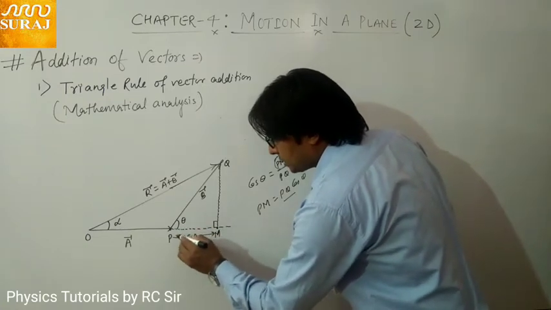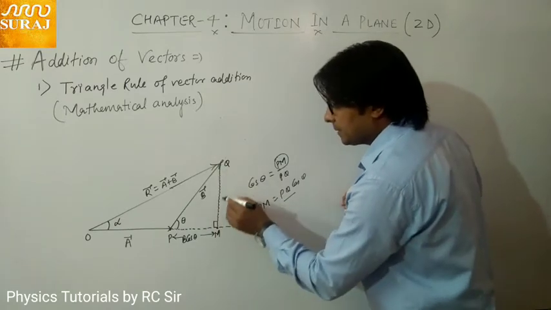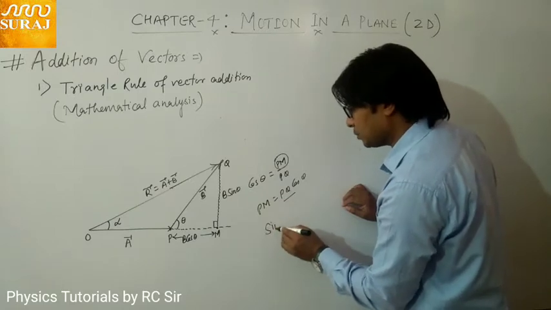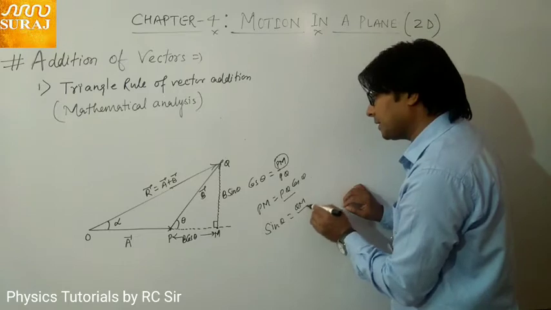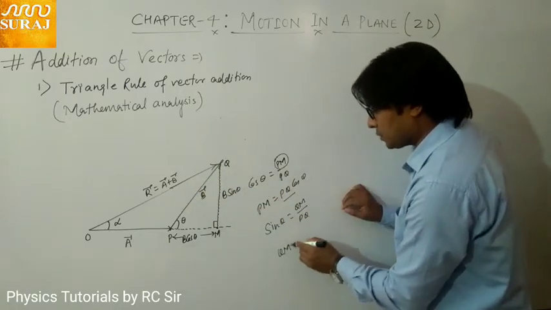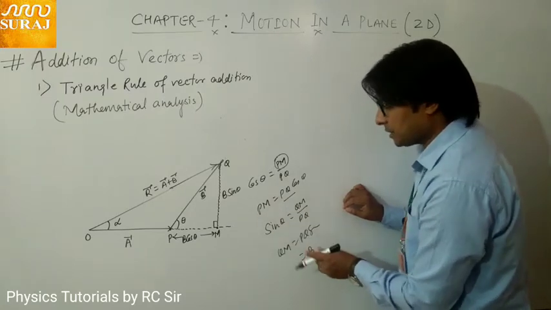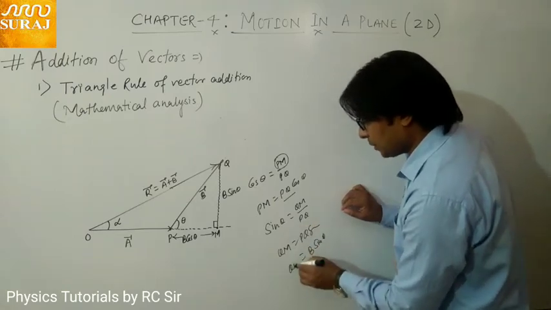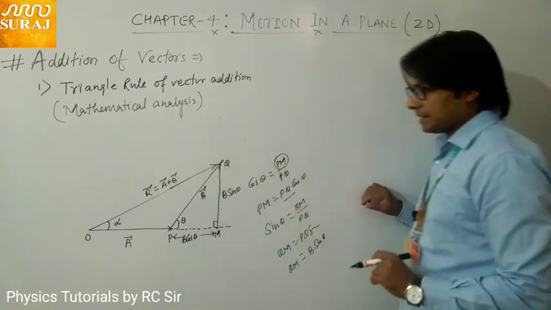Similarly, I can write this perpendicular as B sin theta, because if I take sin theta, you will say sin theta is MQ or QM divided by PQ, perpendicular upon hypotenuse, and QM is equal to PQ sin theta, and PQ is nothing but magnitude of B, which is represented as B simply. So B sin theta, this is QM. So this is B cos theta, this is B sin theta.